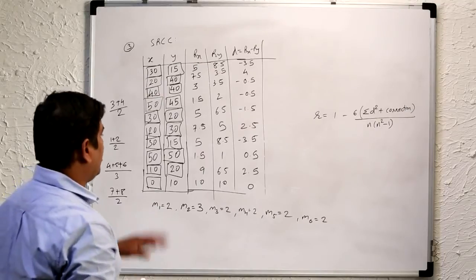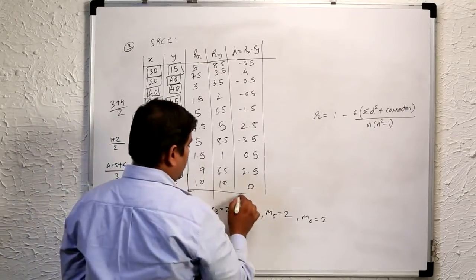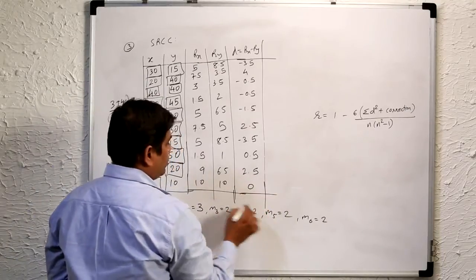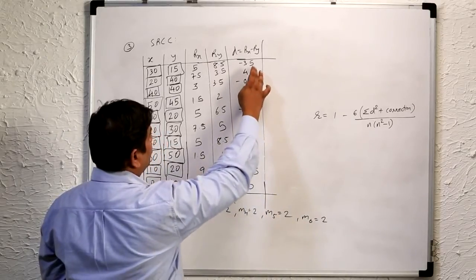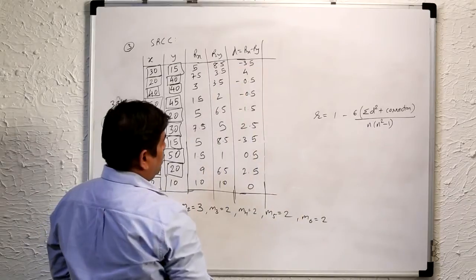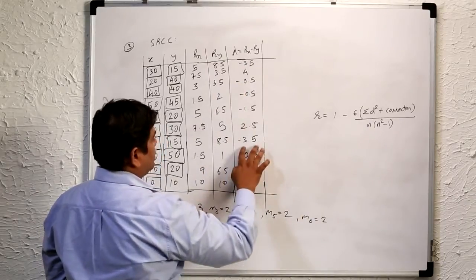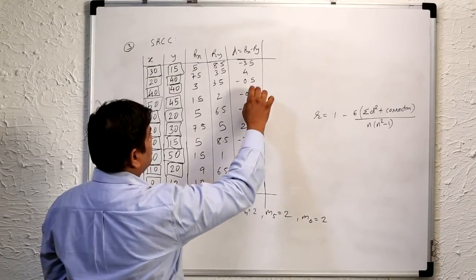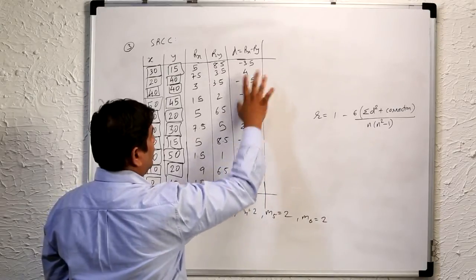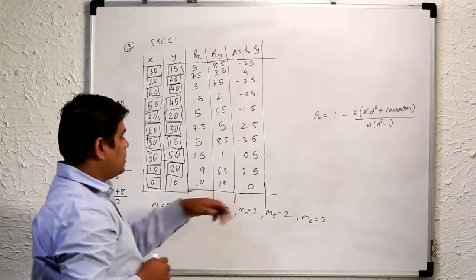One can verify that when you add up, it will be 0. The summation D has to be 0 always. So this is 5 and 9, 9.5. Let us see this. This is 5, 6 and 9.5. Yeah. So summation D is 0.